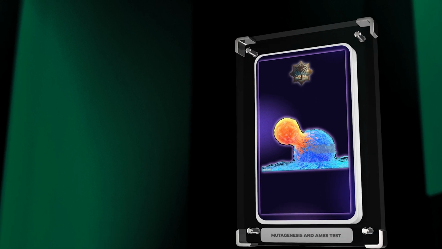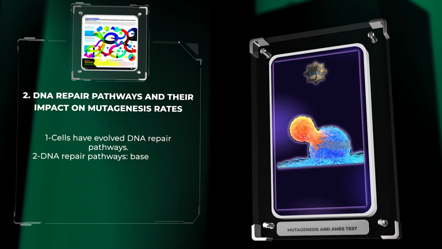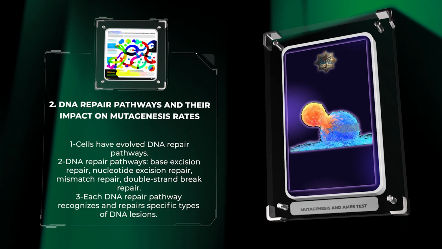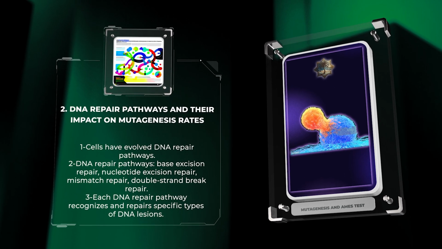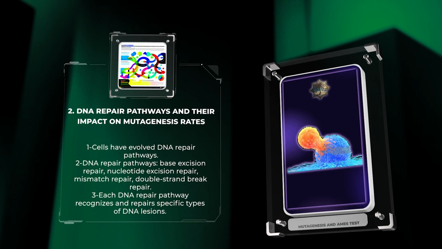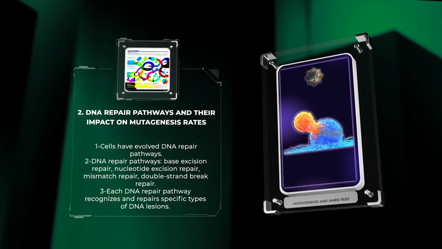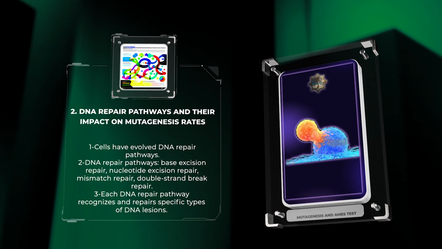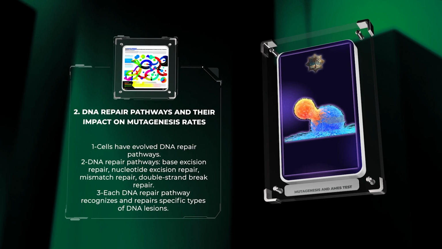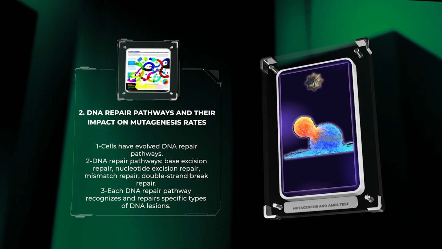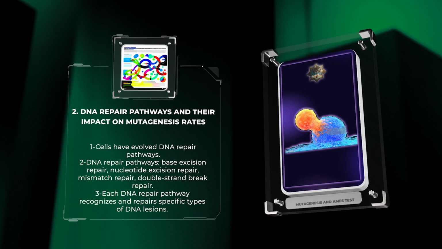Cells have evolved complex DNA repair pathways to detect and correct DNA damage, maintaining genomic integrity. These pathways include base excision repair, nucleotide excision repair, mismatch repair, and double-strand break repair. Each pathway recognizes and repairs specific types of DNA lesions, preventing mutations. Understanding these systems helps preserve genome integrity.